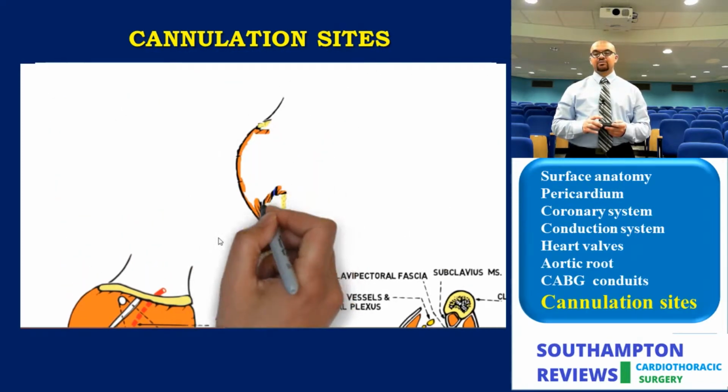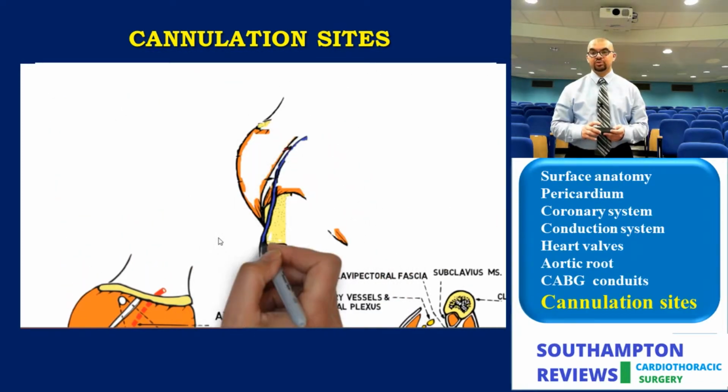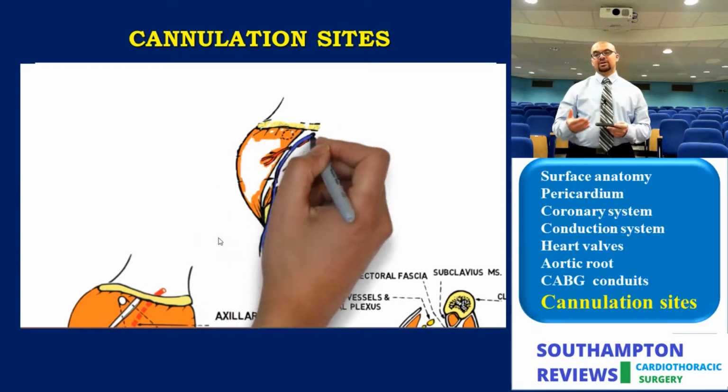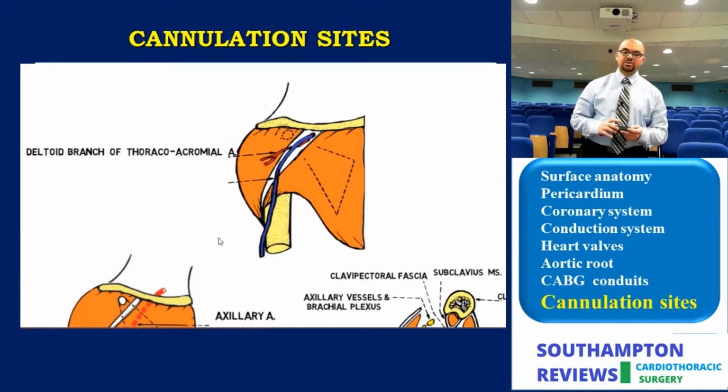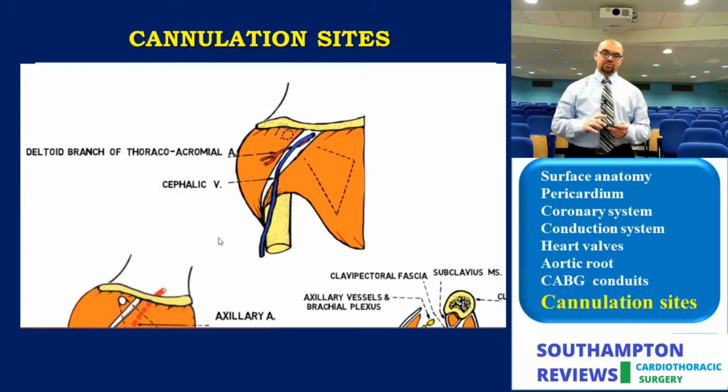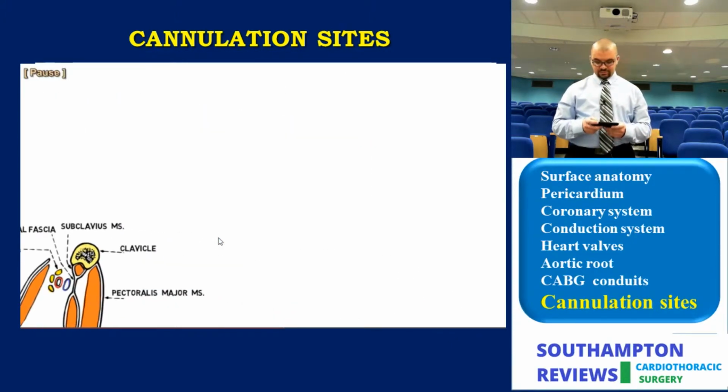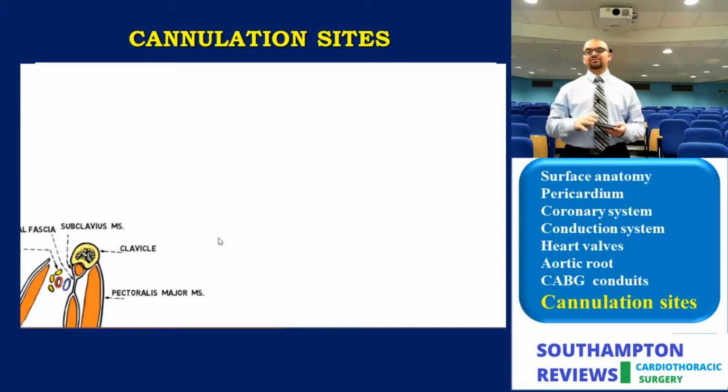However, dissecting from the surface, you will only be faced by two. The remaining structures will terminate their course at the undersurface of the pectoralis major. These two structures are the deltoid branch of the thoracoacromial artery and the cephalic vein. Now, remember, there are four branches to the thoracoacromial artery: A, B, C, D. A for acromial, B for pectoral, C for clavicular, D for deltoid.